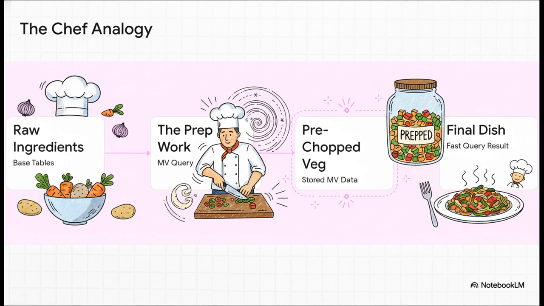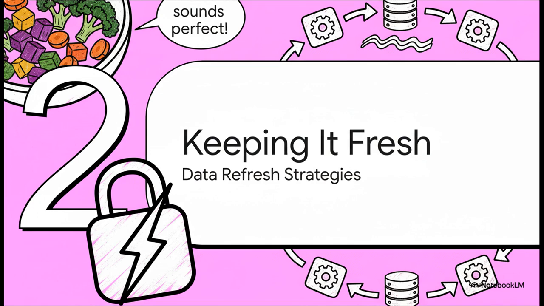So now, when an order comes in for the final dish, that's your dashboard query, the chef doesn't start from scratch. Nope. They just grab the prepped ingredients and serve up a beautiful dish in seconds. So this sounds amazing, right? We've got all our ingredients prepped and ready to go. What could possibly go wrong? Well, there is a catch, and it's a pretty big one. We have to talk about how to keep that pre-computed data from going stale.